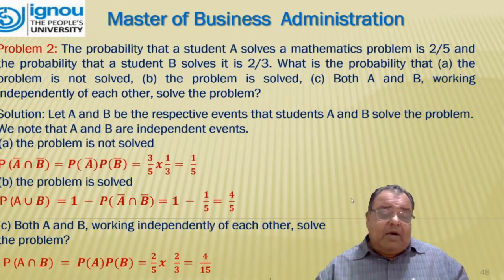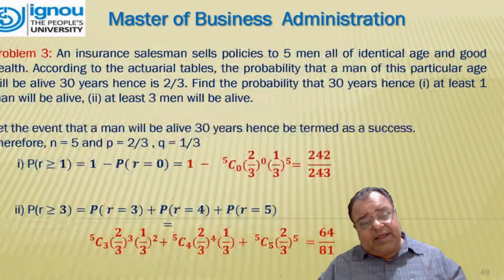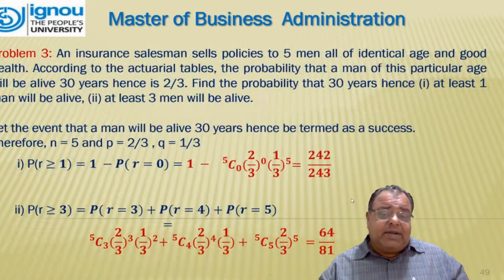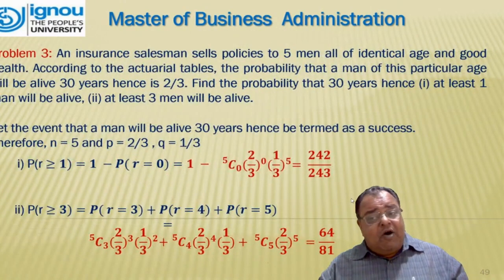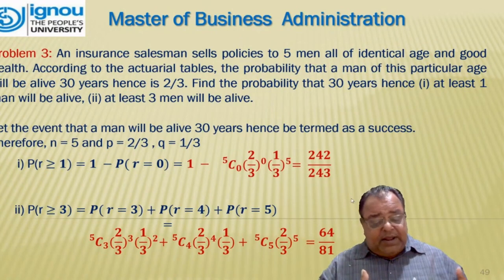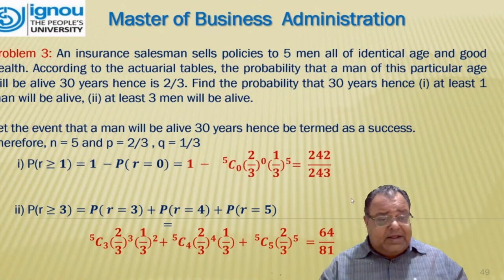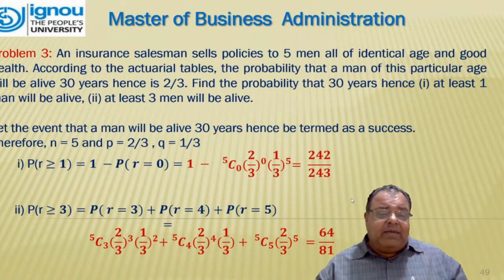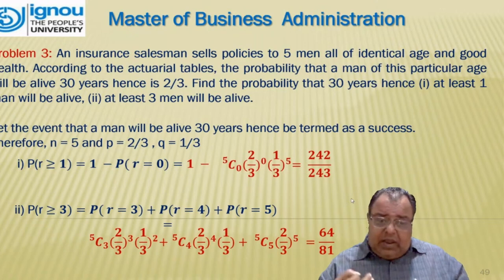Now, another case of methods of solving the probability problem. An insurance salesman sells policies to five men, all of identical age and good health. According to the actuarial table, the probability that a man of this particular age will be alive 30 years hence is 2 by 3. What is the probability that 30 years hence at least one man will be alive? Here we have three numbers given to us.